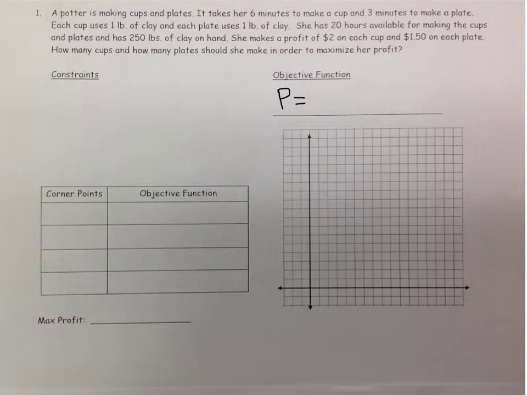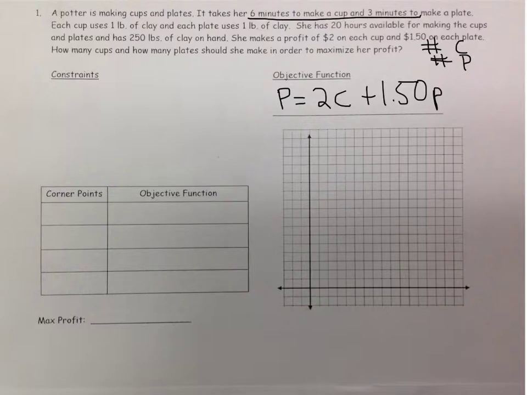If she makes $2 per cup and $1.50 per plate, our variables are going to be number of cups and number of plates. Those are the variables we're going to be using here. Now we have our minutes, so we have our time, and it looks like we also have 20 hours. Let's work with that right now.